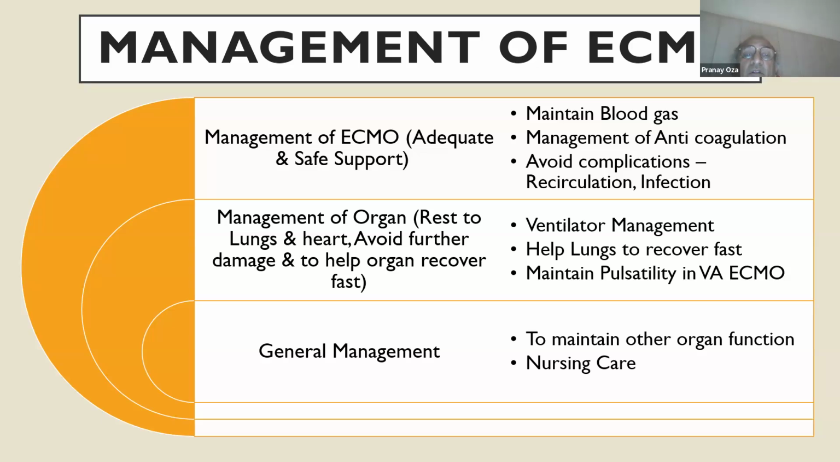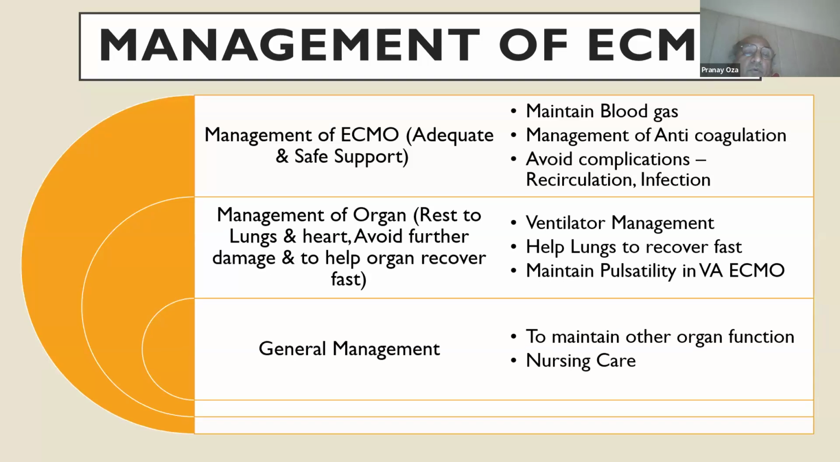Management of organ: give rest to the organs, but at the same time, try to prevent further damage to the organs and try to help do something that can help to recover the organ. So you have to adjust your ventilator setting, you have to adjust your inotropic requirements, you have to do some ancillary measures to improve the lung functions faster, and in case of VA ECMO, think about maintaining good pulsatility so that the heart recovers fast. And in general, management to maintain other organ functions and good nursing care, and that becomes the three parts of management of any patient on ECMO.